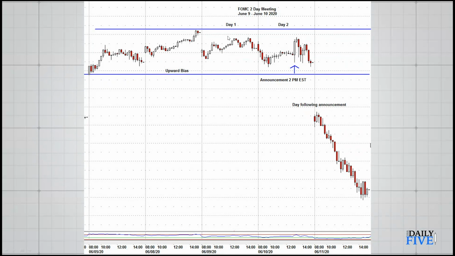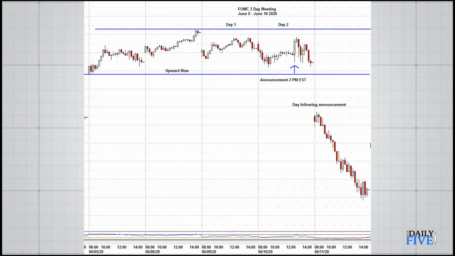Now, if we move over where we have day one, we can see that on that particular trading day, remember we're looking at more intraday here, the market from the previous day opened down, but then did start to drift upwards during that day. The next day, the market again drifted down, but then started an upward bias towards where the meeting announcements come out.